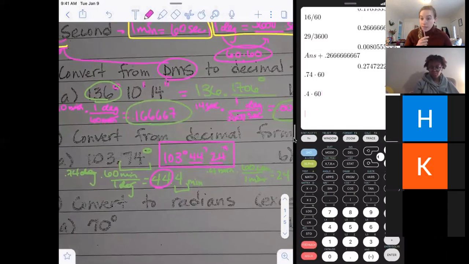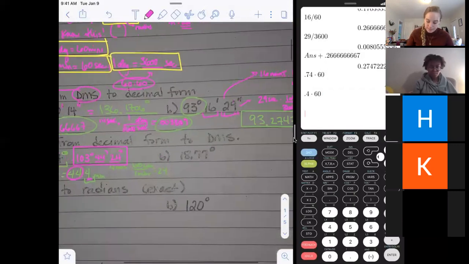All right, similar for the next one. We're going to do the exact same thing. Do the decimal times 60, and then if we get a decimal on that, multiply that decimal by 60. See how I left the whole number though? Like I didn't do 44.4 times 60. I only did the 0.4 times 60. That's a common mistake that sometimes happens.